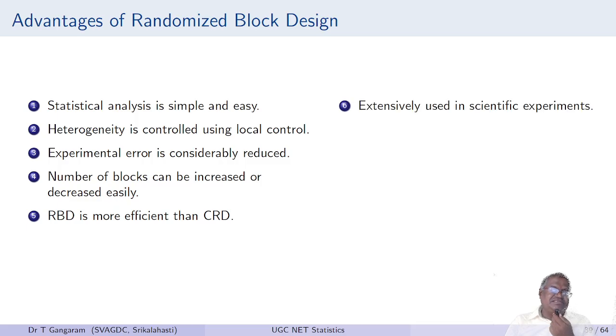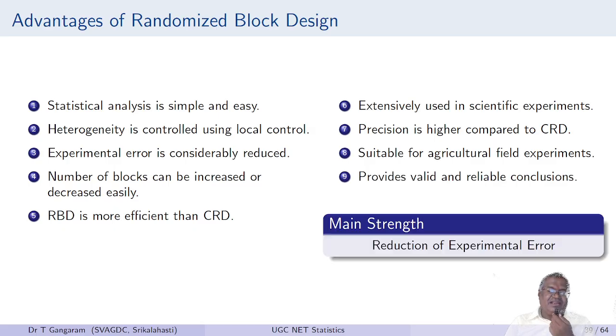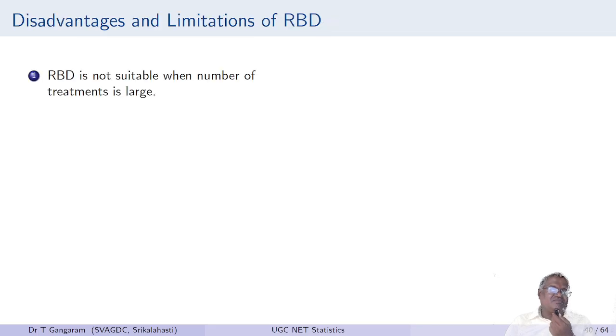RBD is more efficient than CRD. Extensively used for scientific experiments. Precision is higher compared to CRD. RBD is suitable for agricultural field experiments. It provides valid and reliable conditions. Main strength is reduction of experimental error.